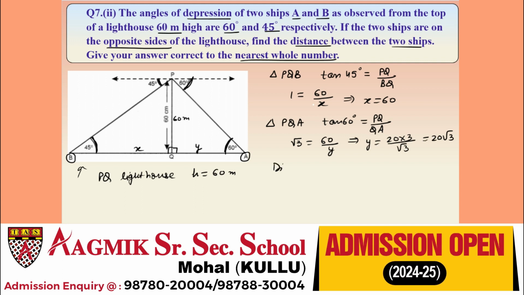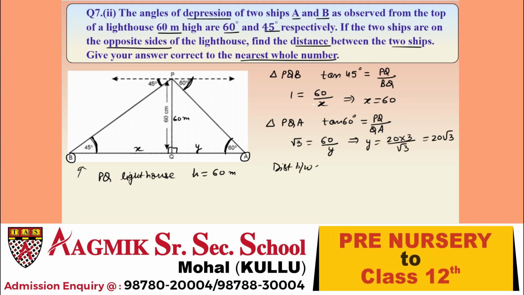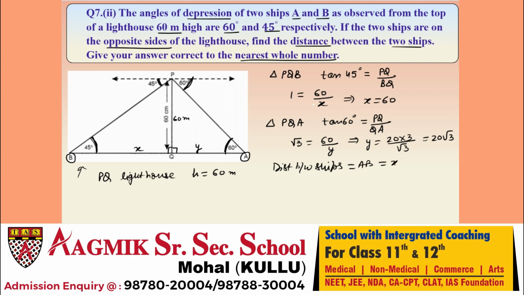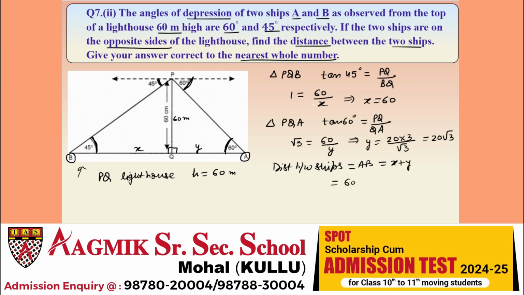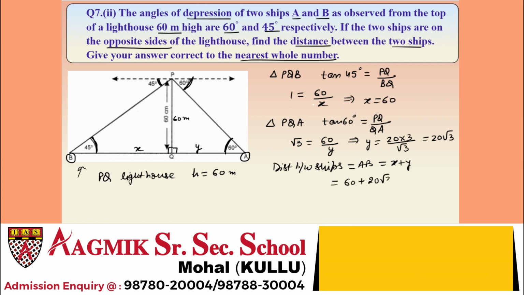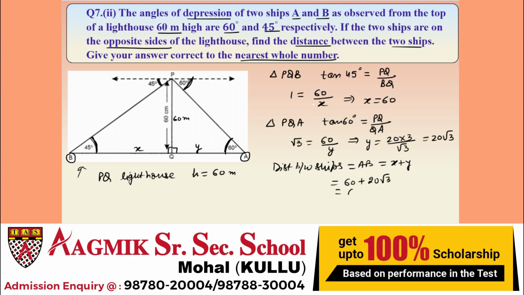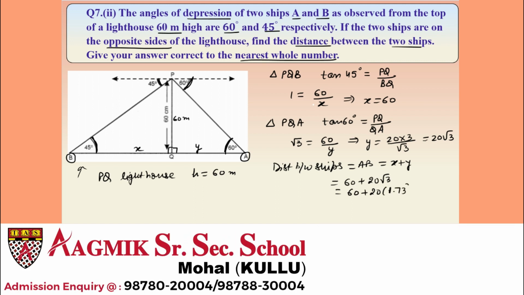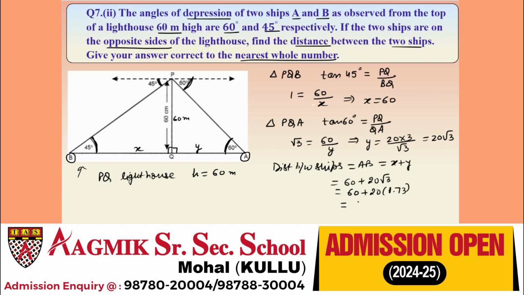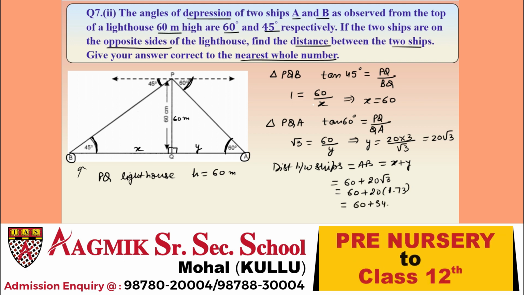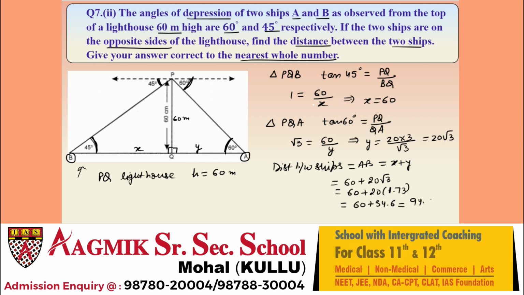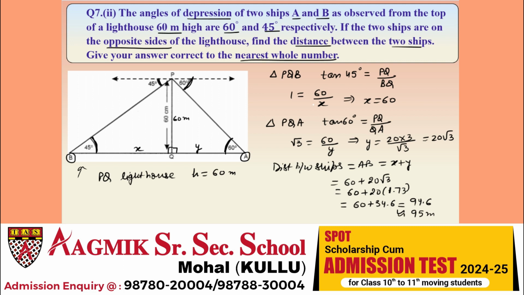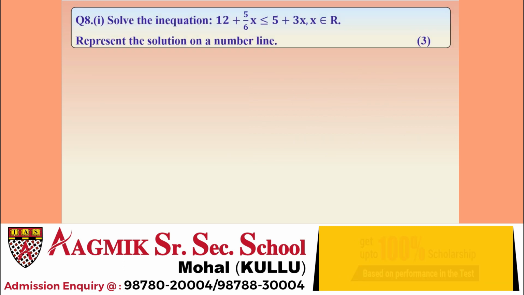So the distance between the ships is AB, which is equal to x plus y. So this is equal to 60 plus 20 root 3. Now let us simplify: 60 plus 20 times 1.73, which is 60 plus 34.6, equal to 94.6. If you round it off, it will be 95 meters. That is the answer.